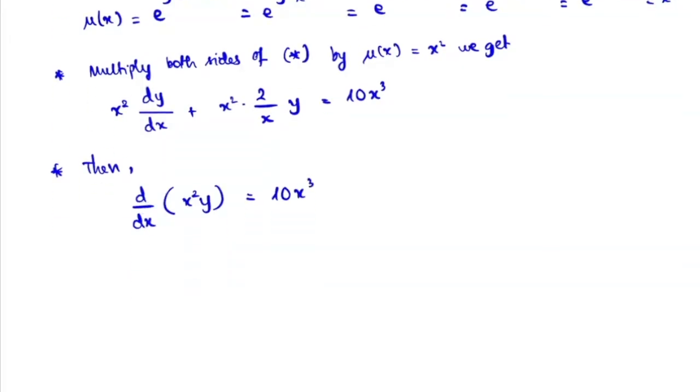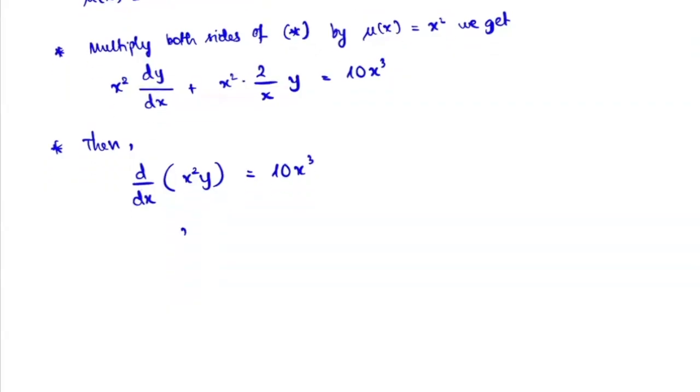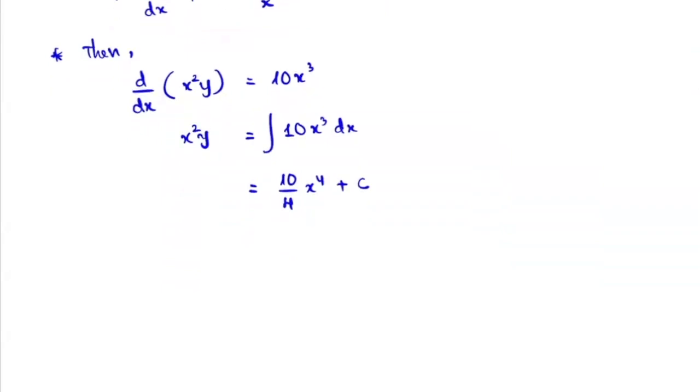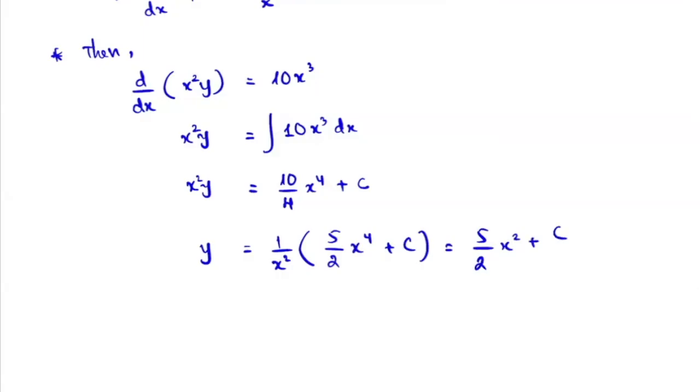Now you integrate both sides of the equation with respect to x. You get x squared times y equal to the integral of 10 x cubed dx. And this is straightforward. So 10 divided by 4 times x to the 4 plus c. 10 divided by 4, you can simplify it, you get 5 over 2. Y equal to 1 over x squared times 5 over 2 x to the 4 plus a constant c. So this is the general solution. Or you can simplify a little bit further. If you distribute 1 over x squared, you get 5 over 2 x squared plus c over x squared. So this is the general solution.